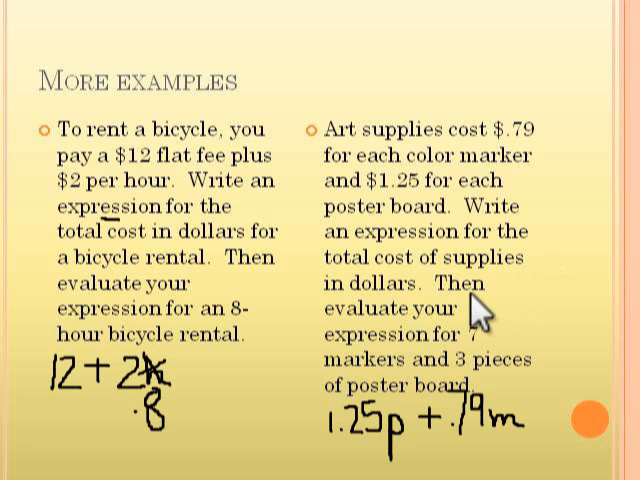Now, second part. Then, evaluate your expression for 7 markers and 3 pieces of poster board. Now, this is one that I'd like you to finish on your own also, and we're going to look at it together in class. So, 7 markers. M represented your markers, so you're going to replace the 7 in there. And how many pieces of poster board? 3. So come to class with your answer for how much you think all of that is going to cost. All right, I'll see you later.